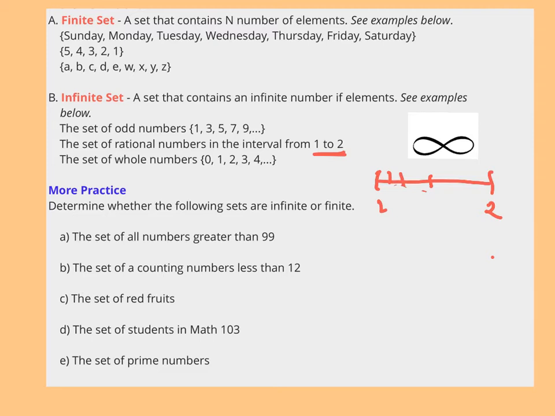The third example of an infinite set is the set of whole numbers. 0, 1, 2, 3, 4, and that goes on to infinity. And again, we represent whole numbers with a W.